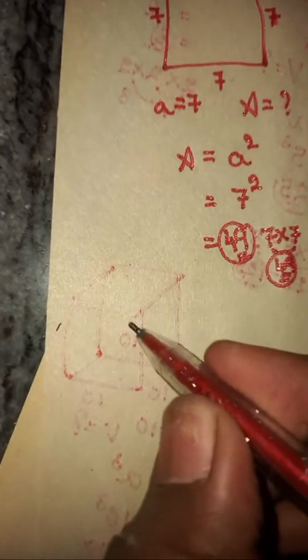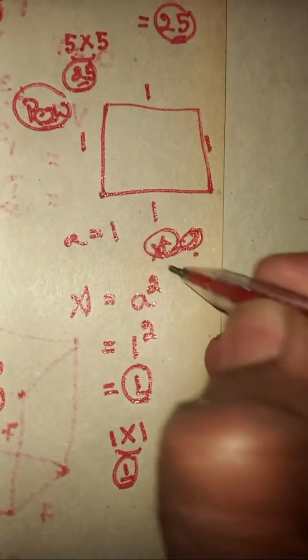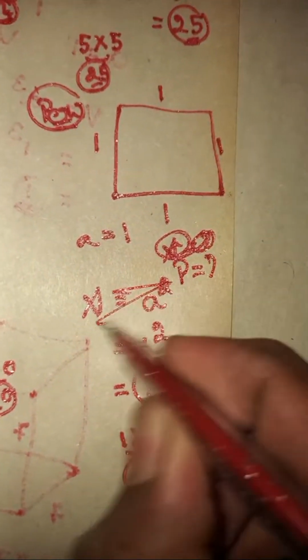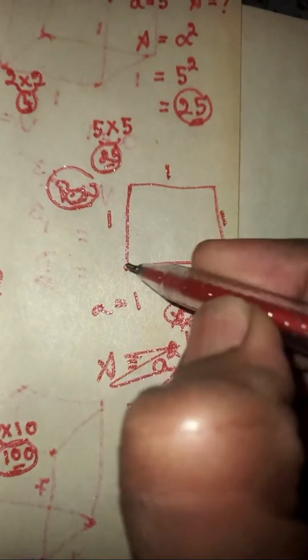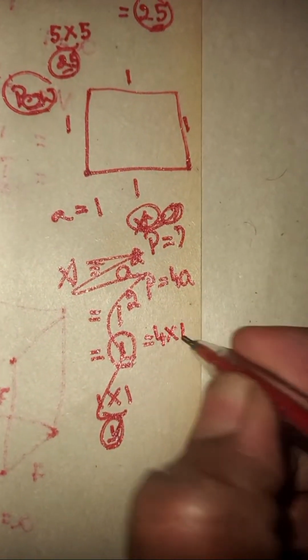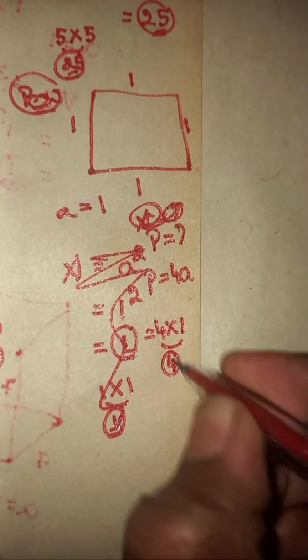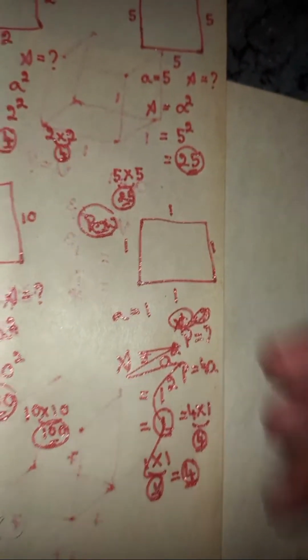Let's take one more square. In this square, not the area, here it is about perimeter. What's the perimeter? You can find it out. Perimeter of a square is 4 times the side length. Here there are 4 sides, so this is going to become 4 times 1, that is 4 units. So the perimeter of this square is 4 units.